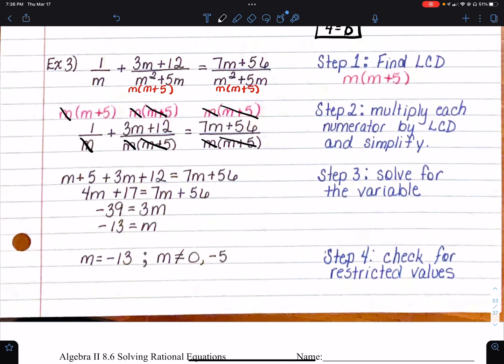So to rewrite this, for the first fraction, I'm left with m plus 5 plus 3m plus 12 equals 7m plus 56. Now we're going to go ahead and combine like terms. m plus 3m equals 4m. 5 plus 12 equals 17, equals 7m plus 56. Now what I would do is subtract 4m from both sides and subtract 56 from both sides. I've got negative 39 equals 3m. Divide both sides by 3 and I get m equals negative 13. Now, as long as one of my excluded values is not negative 13, this is a solution. Step 4 says just check for the restricted values. In our case, m could not be 0, m could not be negative 5, but m could be negative 13.